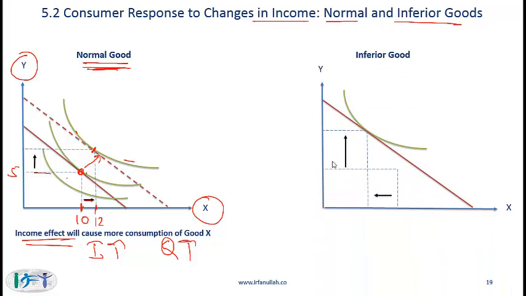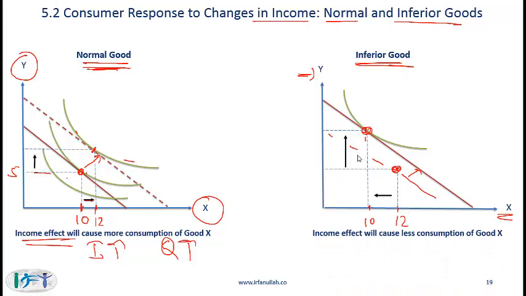With an inferior good, let's say that originally we were at this point over here. So again, quantity of X on the x-axis, quantity of Y on the y-axis. Originally, let's say we were at a quantity of 12 and there was a particular income that we had. If income goes up and we are at a new point such that the quantity now is actually down, then we say this is an inferior good. And you know this now, the income effect of higher income will cause less consumption of good X. This is an inferior good.